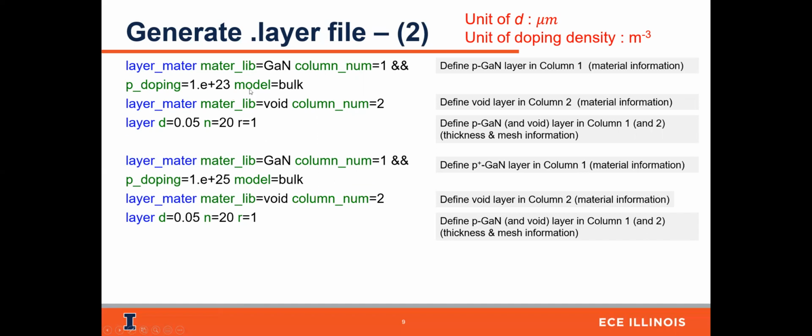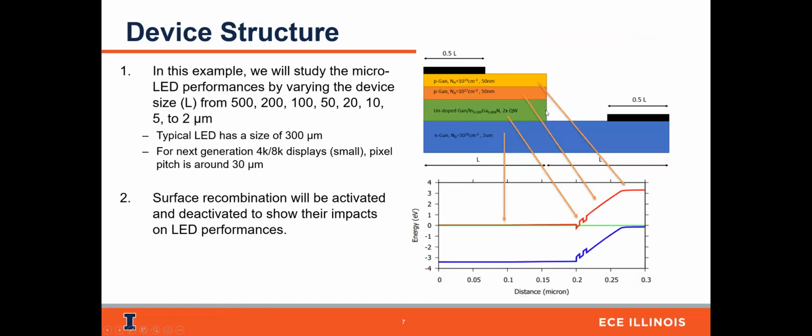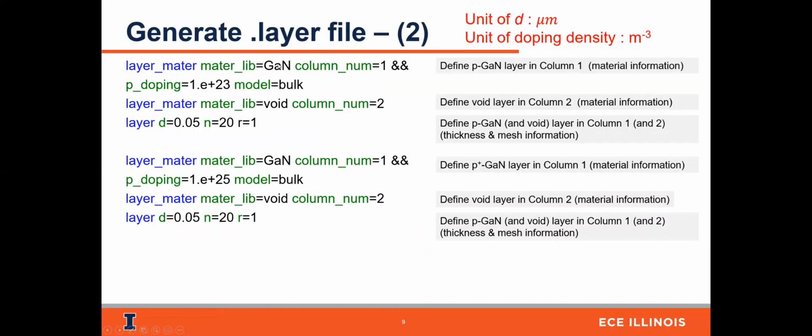Oh, by the way, I have to say that because here you have 2 columns, right? If you want to define the second column of this layer, you need to define the P-GaN in the first column, but on the right-hand side, you need to define this layer as void. So you can see that you have void in the second column.